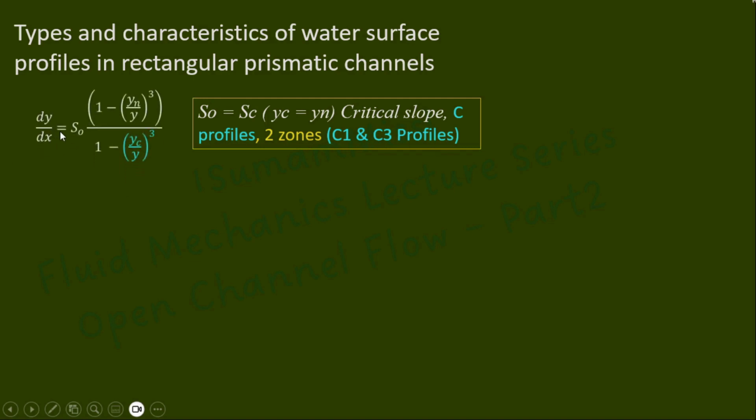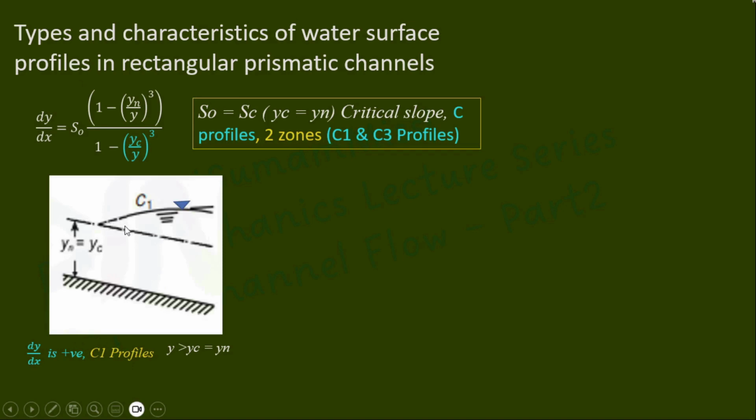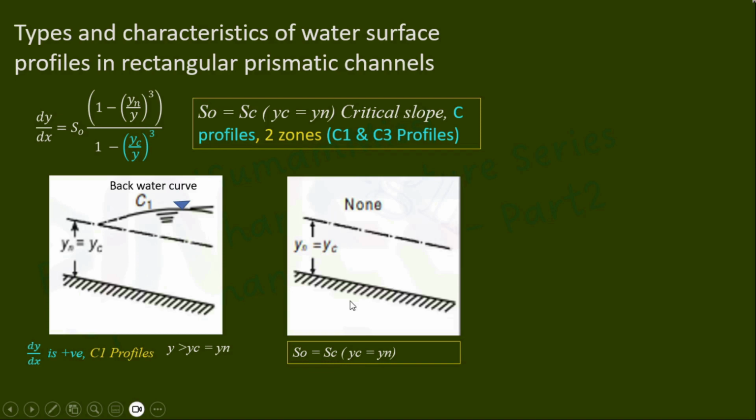So dy/dx equals S0 times (1 minus (yn/y) the whole cube) divided by (1 minus (yc/y) the whole cube). Since y is higher than yc and yn for zone 1, dy/dx is positive, and the C1 profile is a backwater curve. You can see that the flow depth is increasing in the direction of the flow. In the second case, S0 equals SC, or YC equals YN, that means there is no flow profile.